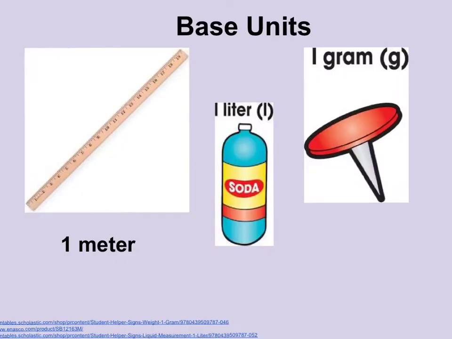What you see here are base units. So notice that they don't have any prefixes in front of them. You see here a meter, which is a base unit, a liter, which is another base unit, and a gram. So I have a picture of a thumbtack here because a thumbtack weighs about a gram.